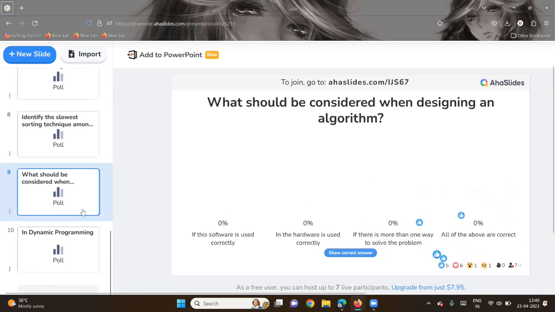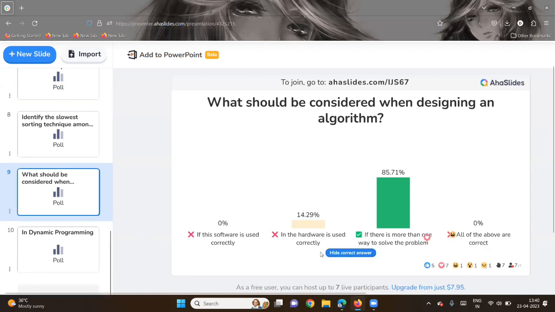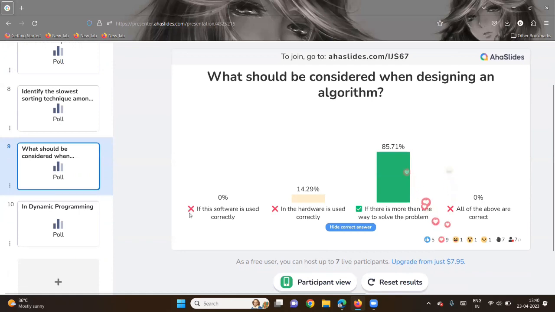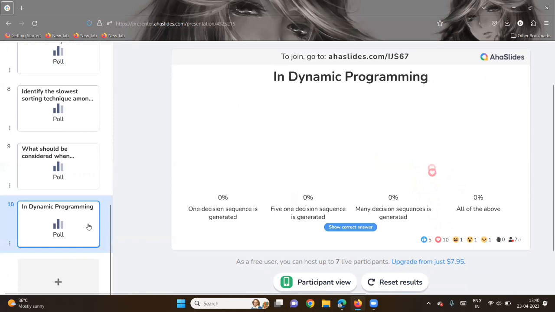Next question. What should we consider when designing an algorithm? Option A, if the software is correctly used, B, if the hardware is correctly used, C, if there is more than one way to solve the problem, D, all of the above are correct. And the answer is option C, if there is more than one way to solve the problem. Moving on to the last question.